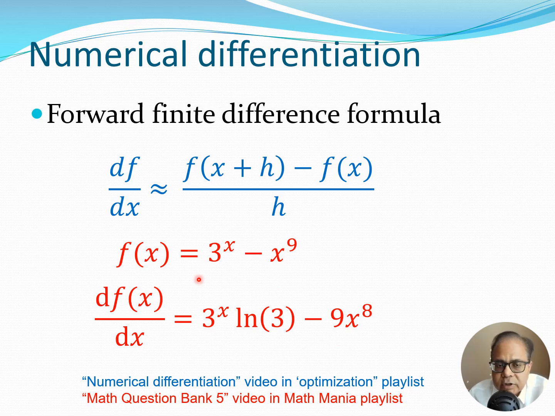Now we are going to use this particular function to calculate the derivatives today, that is f(x) is 3 to the power x minus x to the power 9, and the derivative of this function is given by 3 to the power x ln 3 minus 9 x to the power 8, where of course ln 3 means the log to the base e. Now this particular equation here has two roots, and I have obtained the roots in Math Question Bank 5 in the Math Mania playlist. I'm going to put a link to that also in the end screen and the description box.